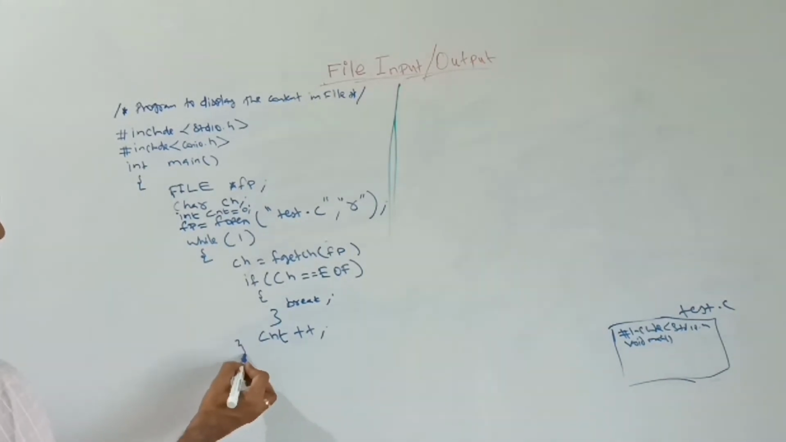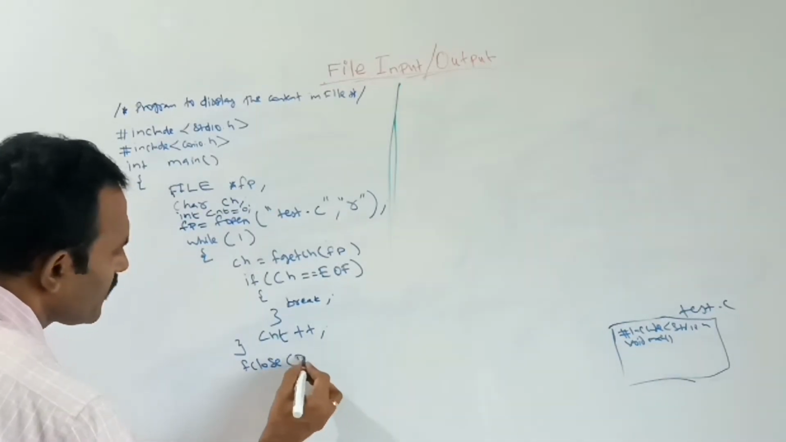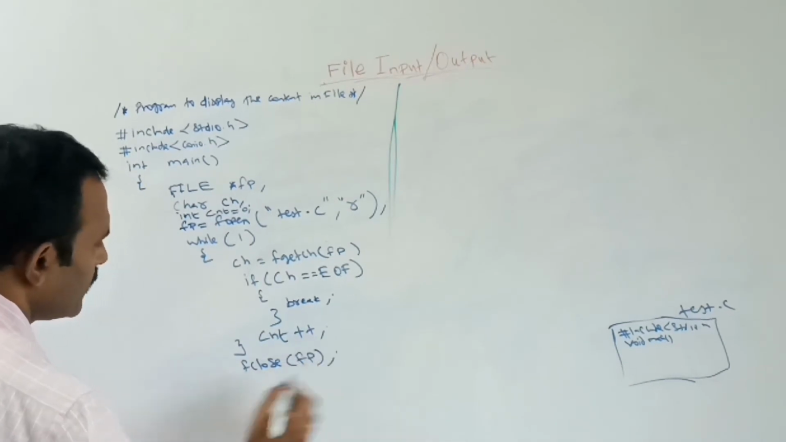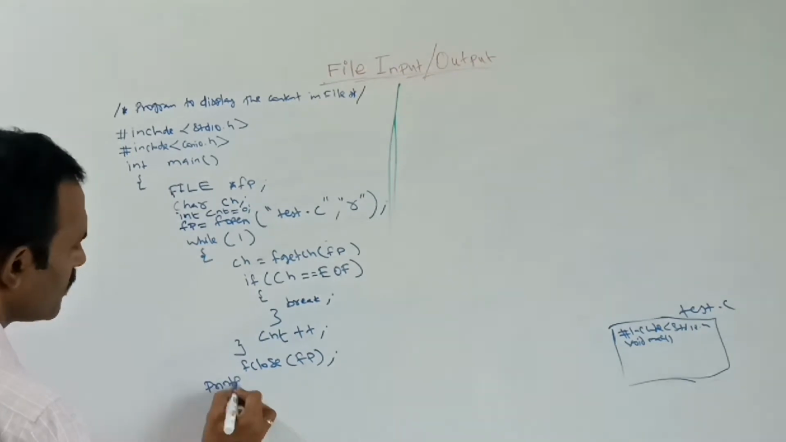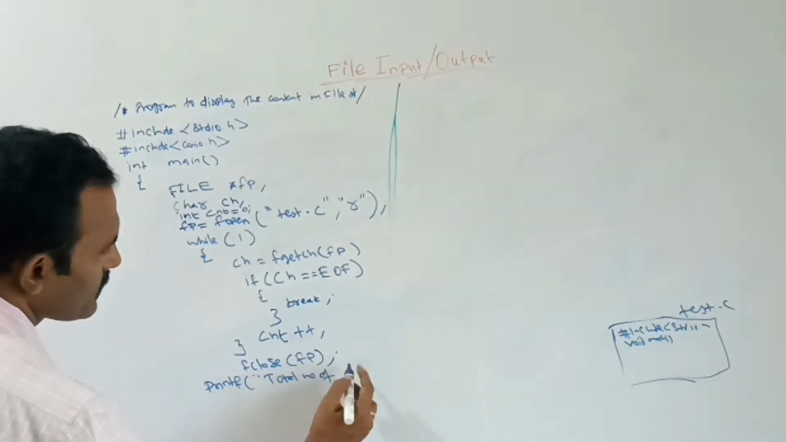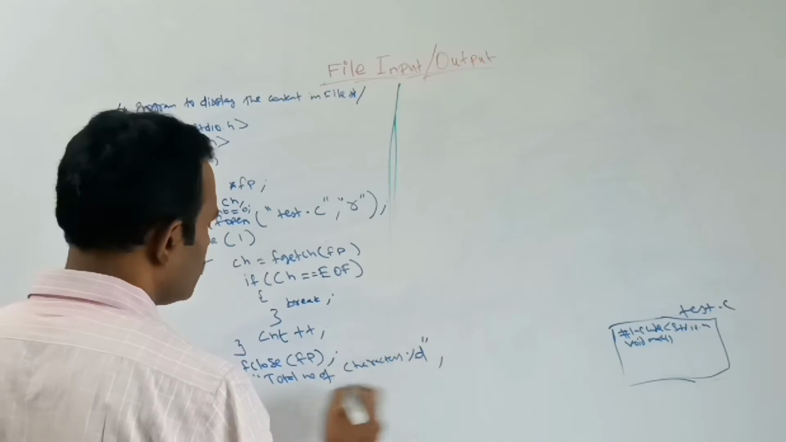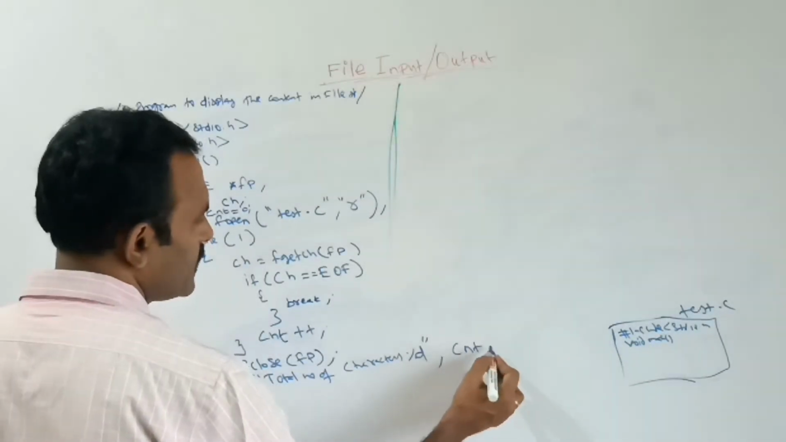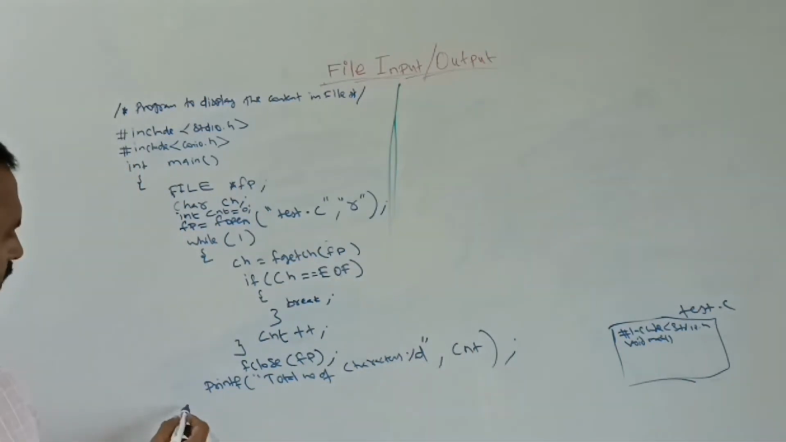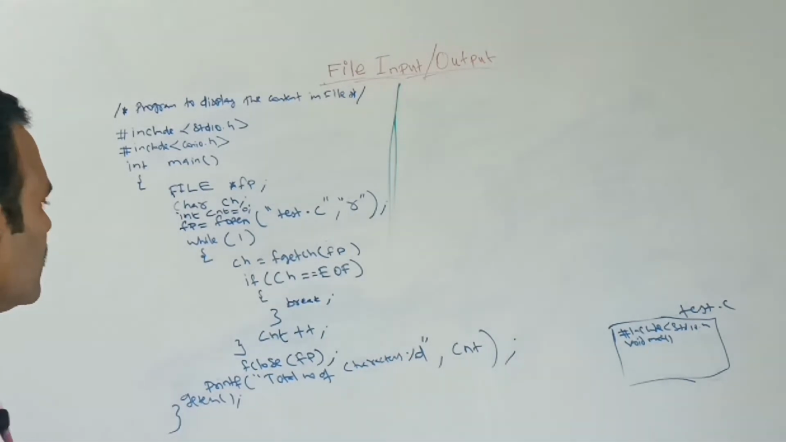Next I am closing this while loop, and finally closing the file with fclose, the structure pointer variable fp. Next I am telling it to print: total number of characters, percentage d, and after that a comma, you should mention this cnt, because after counting, the result is stored in cnt. Very simple, as before.